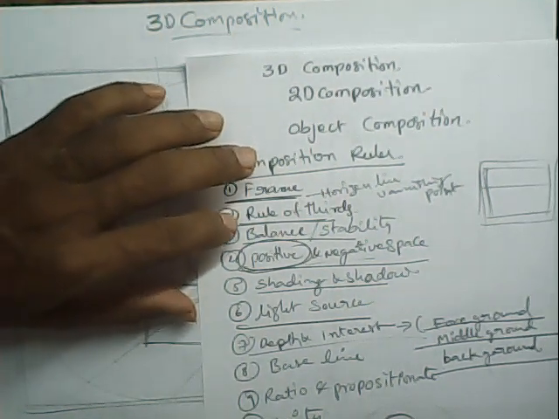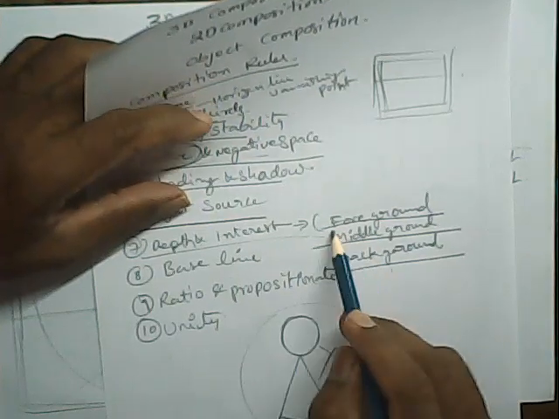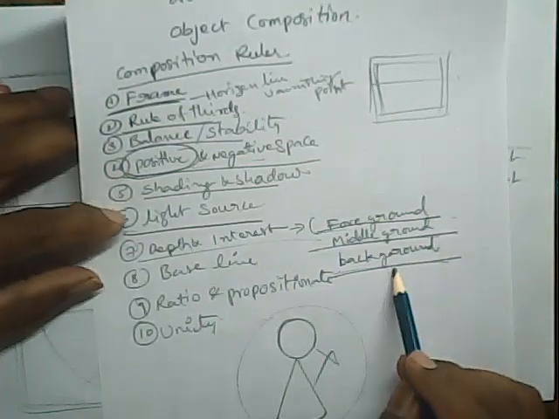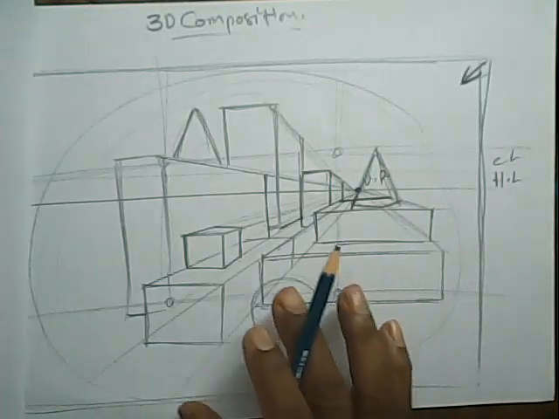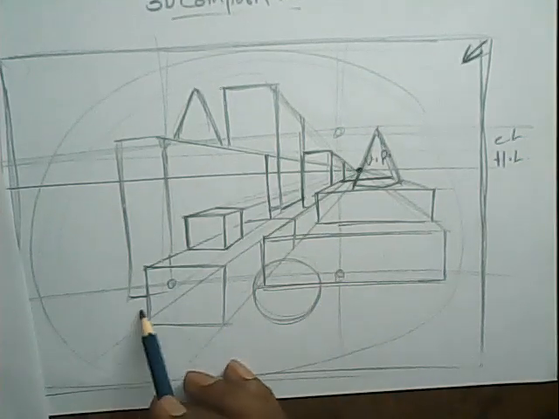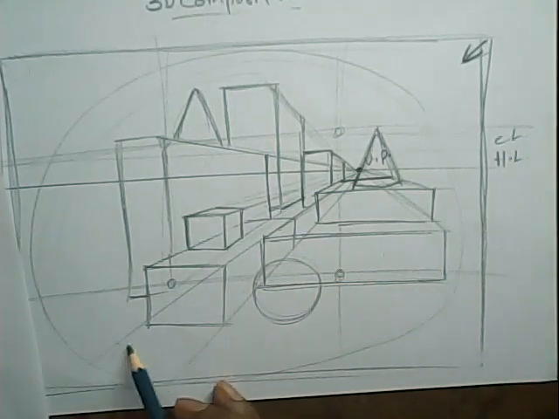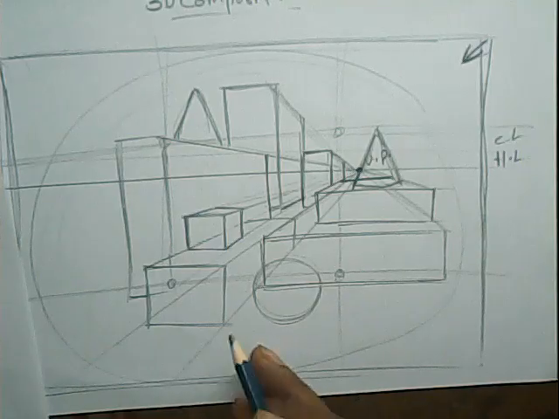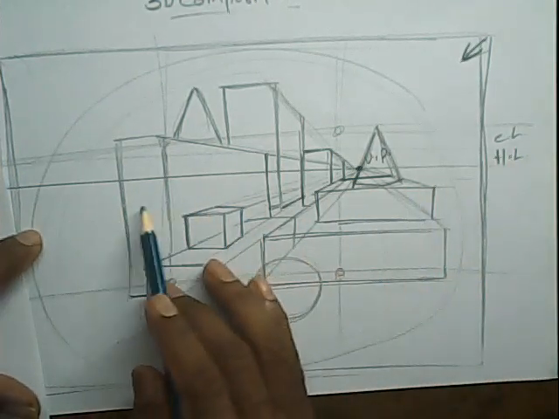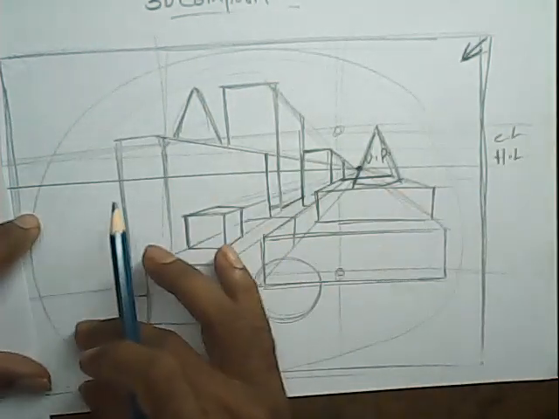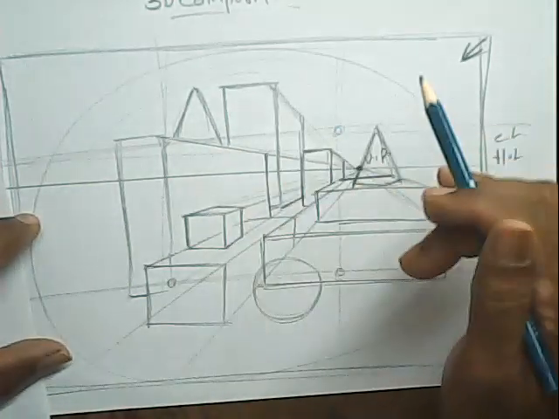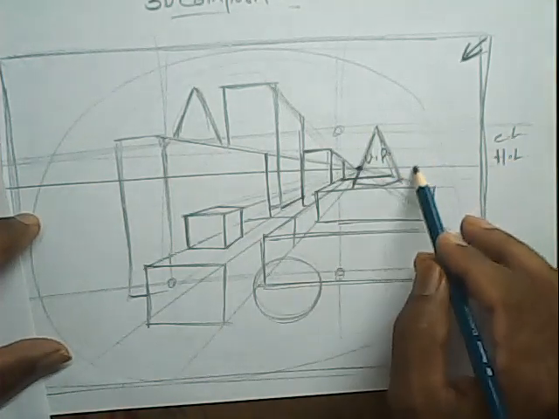So here the light source is done, and then foreground, middle ground and background we are working on these. Whatever the composition, in this composition, this is the foreground. Foreground in the sense, the front one. What is the middle ground? This is the middle ground. The middle of the page is the middle ground, and the start of the page is the foreground and background. So this is the background area.